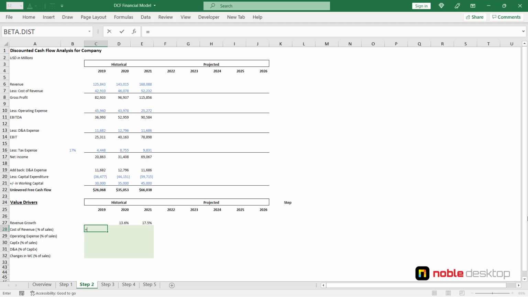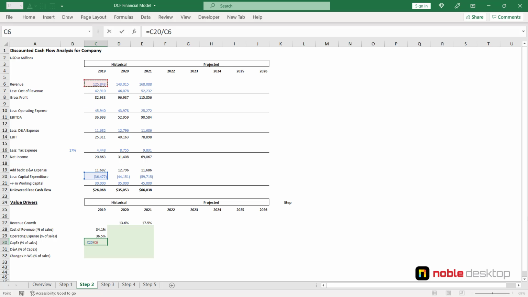My cost of revenue as a percentage of sales is cost of revenue divided by revenue. My operating expense as a percentage of sales is operating expense divided by revenue. My CapEx as a percentage of sales will be my CapEx given in line 20 divided by revenue.